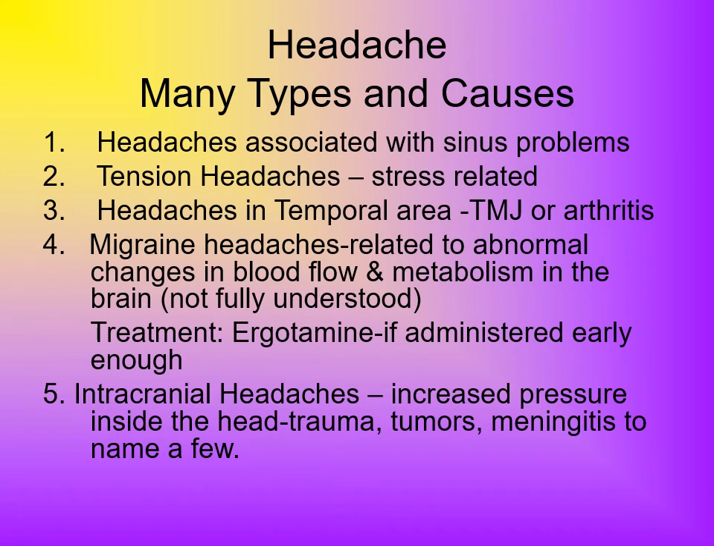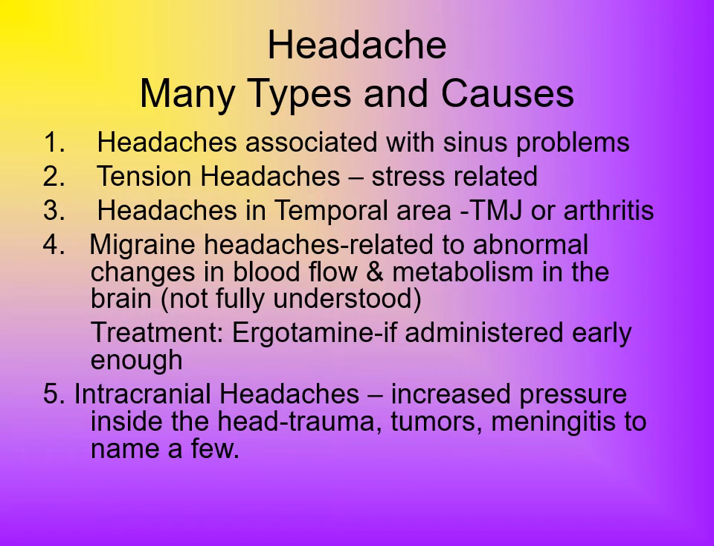Headaches. There are many types and causes of headaches. Headaches associated with sinus problems, so congested sinuses, nasal congestion, and eye strain, are located in the eye and forehead areas. Sinus headaches can be quite severe. These headaches are usually steady and relieved when the cause is removed. Tension headaches are associated with muscle spasms resulting from emotional stress, and these tend to persist for days or weeks, and they tend to occur in the occipital region.